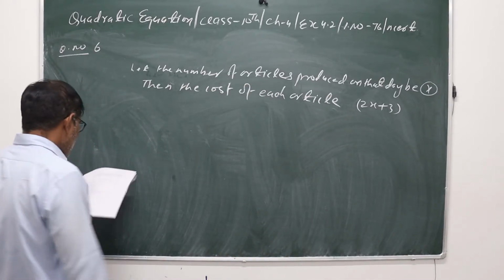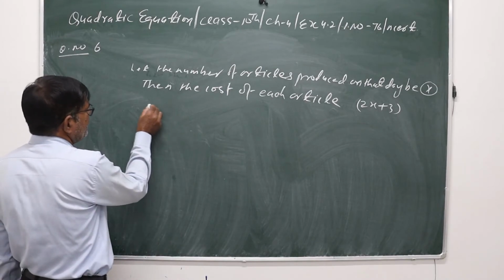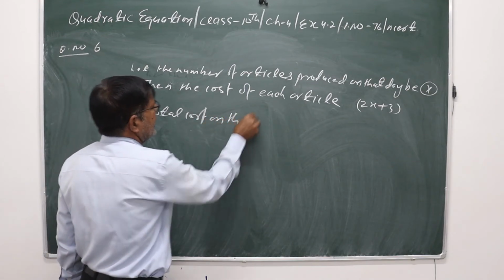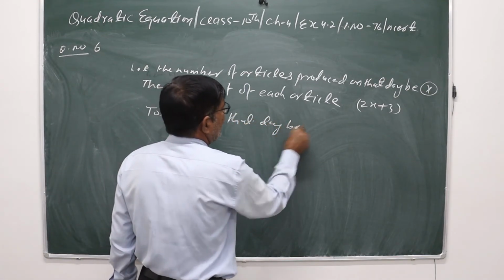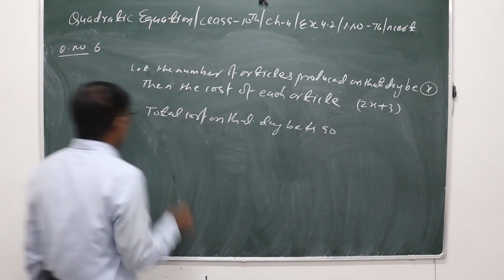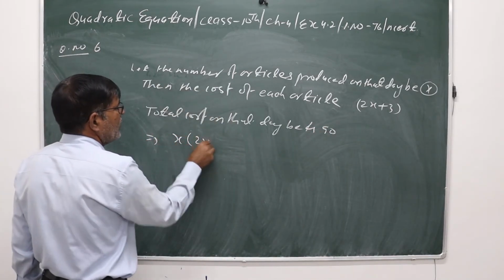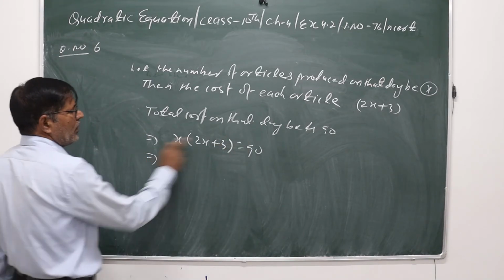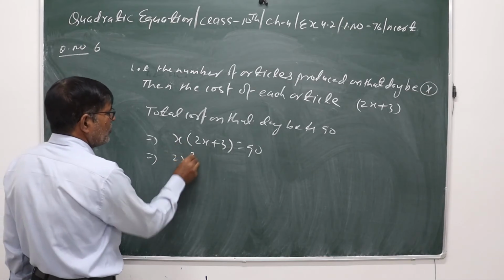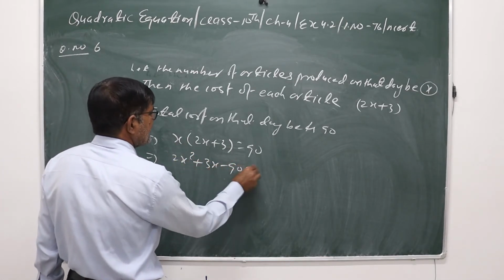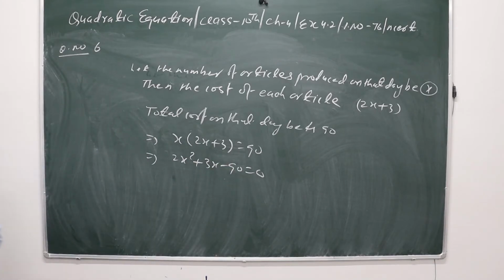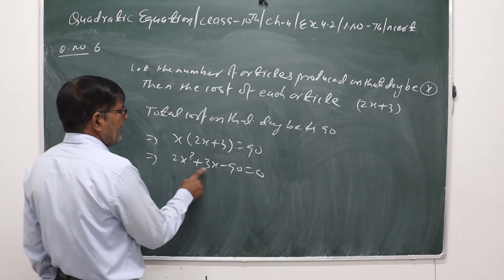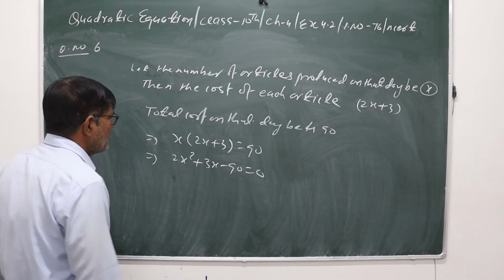Now the total cost on that day be rupees 90 implies that x into (2x plus 3) will be equal to 90. So on multiplying, 2x square plus 3x is equal to 90, and we transferred 90 to the left side. Here, look: 2x square plus 3x minus 90 is equal to 0.